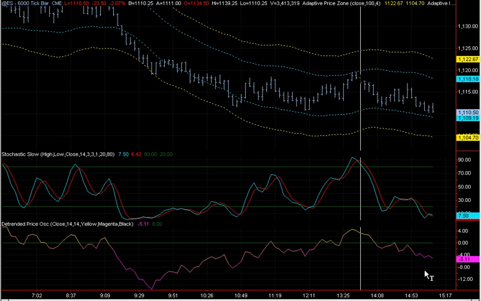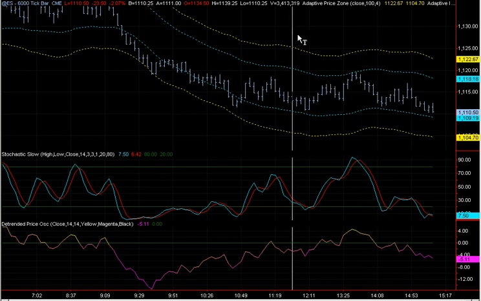Now, what we have on this chart is what we refer to as an adaptive price zone. It works fairly simply. It's a bit like a Bollinger Band. But here's the idea. You have two inner bands and two outer bands. The intent here is to take trades when the Spoos move outside the inner band, but not beyond the outer band.